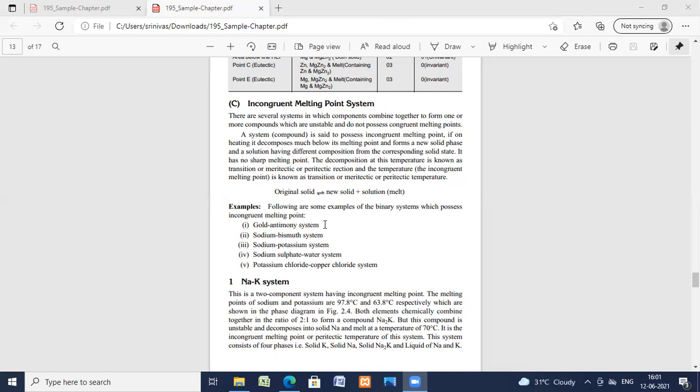Now, what is the term freedom? Degrees of freedom, denoted by F. The degrees of freedom of a system is the number of factors, namely temperature, pressure, concentration of the components, which may be varied without altering the number of phases present in the equilibrium. It's called degrees of freedom. Example, pressure, temperature, concentration are the factors which can be varied without changing the number of phases.